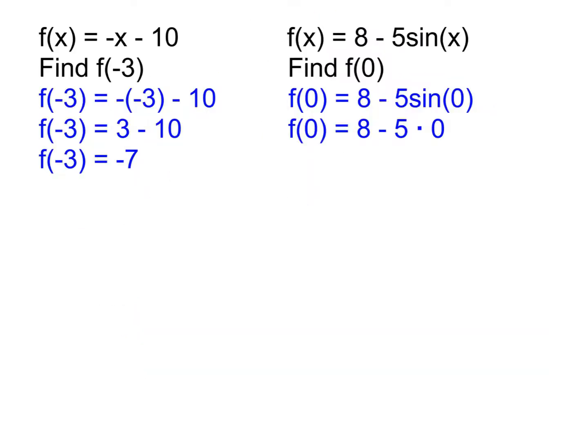So knowing that sine of 0 is 0, I go ahead and plug that in. So no more sine. Now I have subtraction and multiplication left in this problem. What do I do first? The subtraction or the multiplication? Multiplication. We do the multiplication because we're going through the order of operations, PEMDAS. So I'm going to do the 5 times the 0 next. That gives me 0. And then it's going to be 8 minus 0, so it's just 8. So final answer here, f of 0 equals 8.